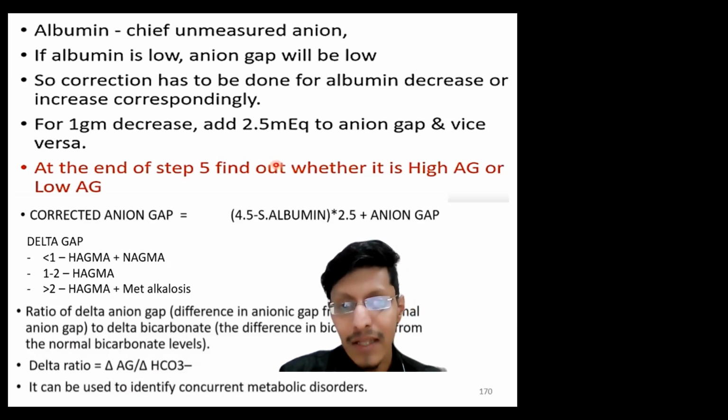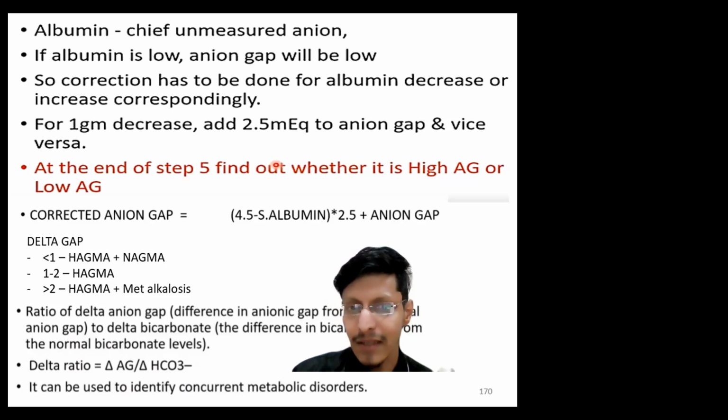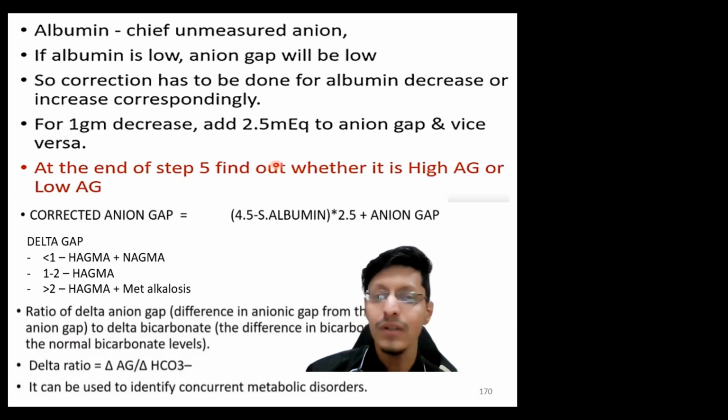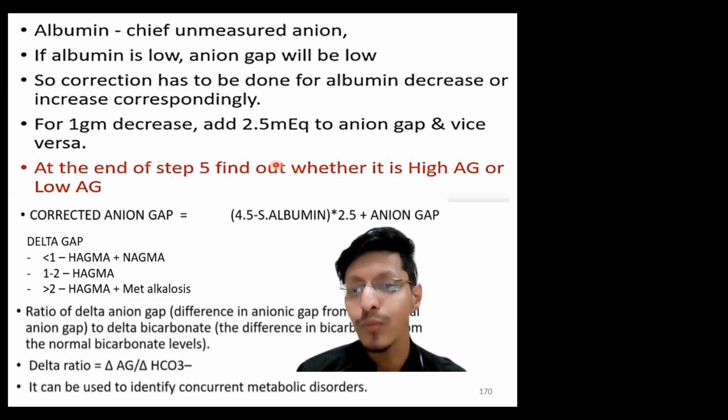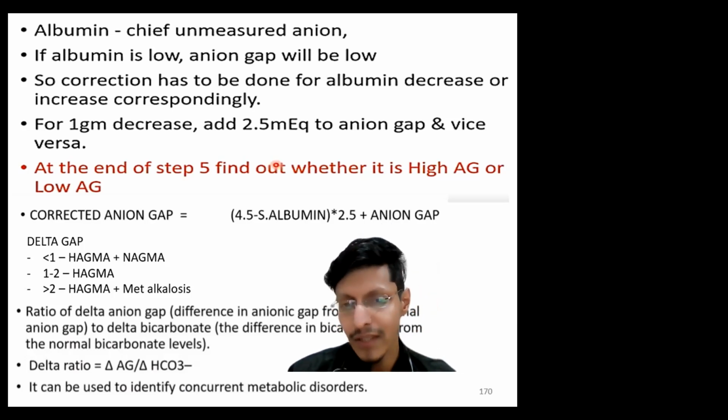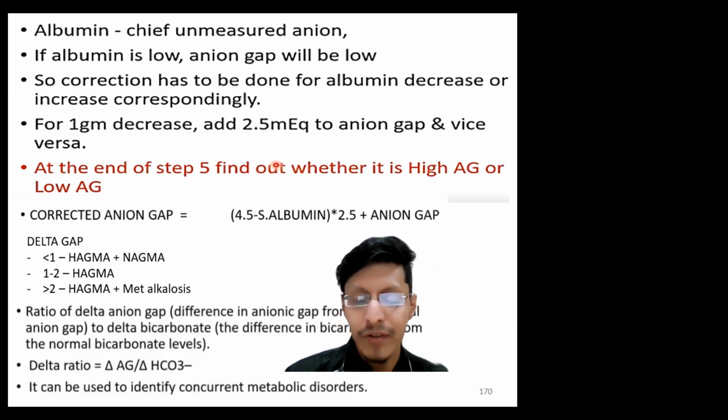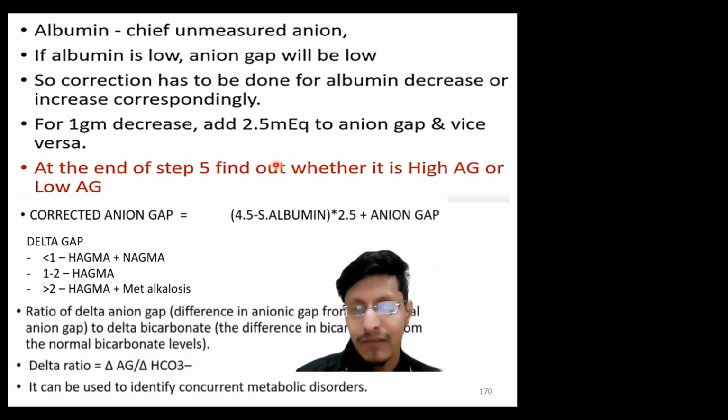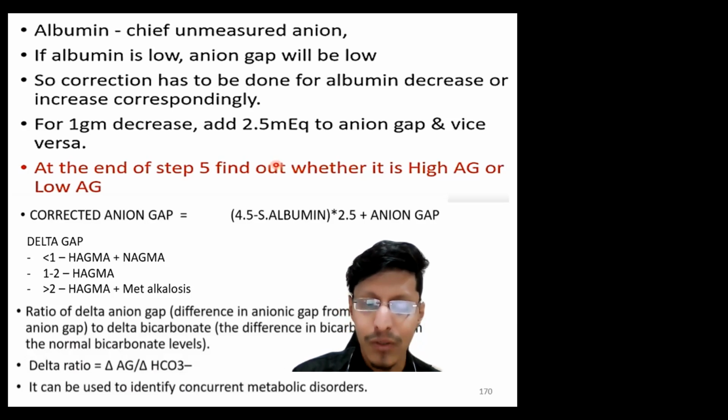Now this is how you calculate the corrected anion gap: 4.5 minus serum albumin into 2.5. Or the simple way I have told: if you have an albumin of 2.5 and the normal is 3.5, then for every 1 gram, you have to add 2.5 to the anion gap. So the delta gap, if it is less than 1, it is a normal anion gap metabolic acidosis. If it is between 1 to 2, it is high anion gap metabolic acidosis. If it is more than 2, it is high anion gap metabolic acidosis with metabolic alkalosis.